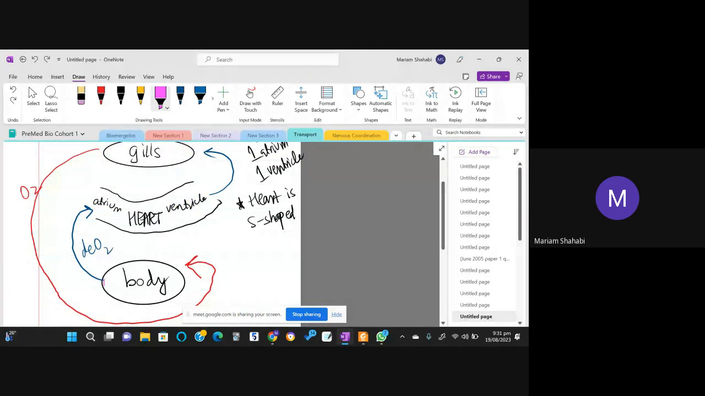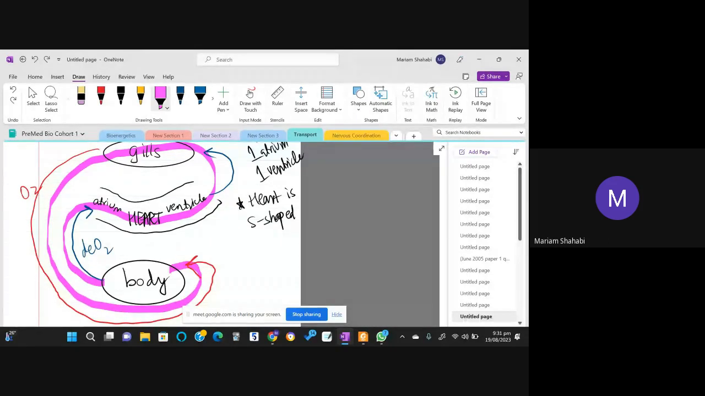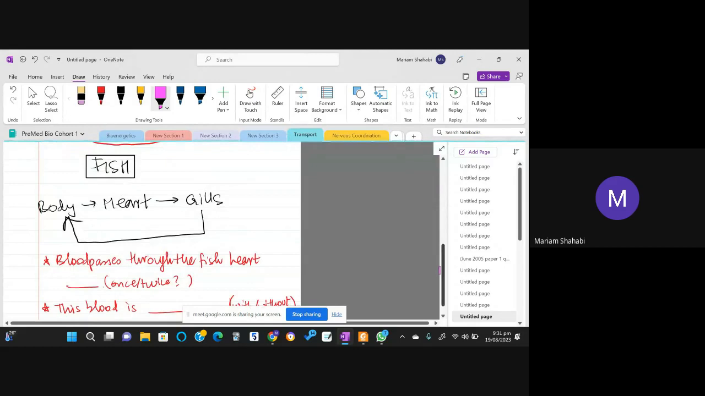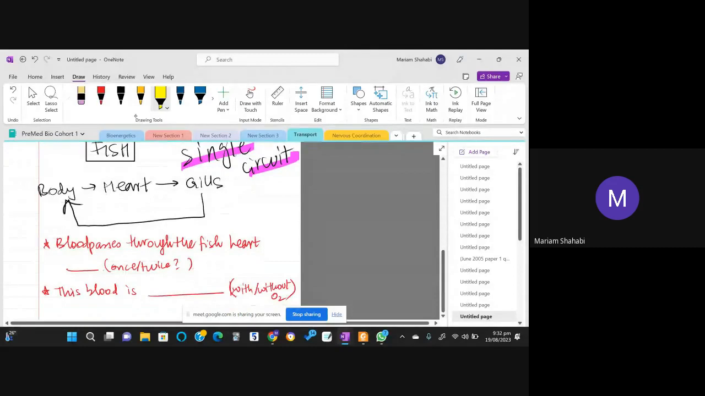This is more prominent. Follow the arrow. यहाँ से गया, यहाँ से गया, and then back इधर. कहीं भी मेरा पाथ ब्रेक नहीं हुआ. It is unidirectional flow. Body to heart to gills and then back to the body. It's like this single circuit. See, single circuit इसीलिए बोलते हैं. This is why I'm calling it single circuit. So blood passes through the fish heart once.